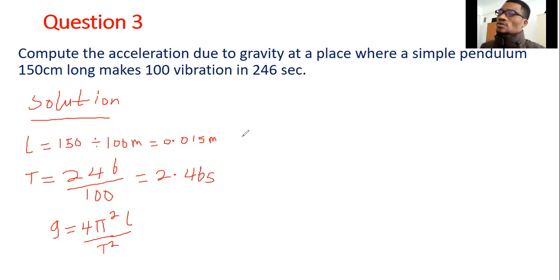This equation is gotten from this equation, that is time is equal to 2 pi root length divided by acceleration due to gravity. So if you want to make g the subject of the equation, when you start to change the subject of a formula, please, you need to study that. I'm not going to do this for you here, in order to save time.